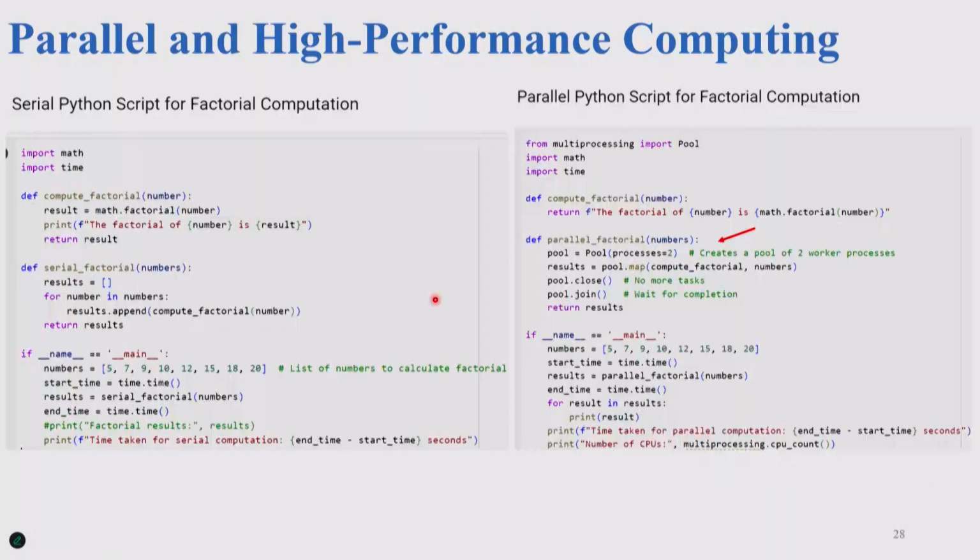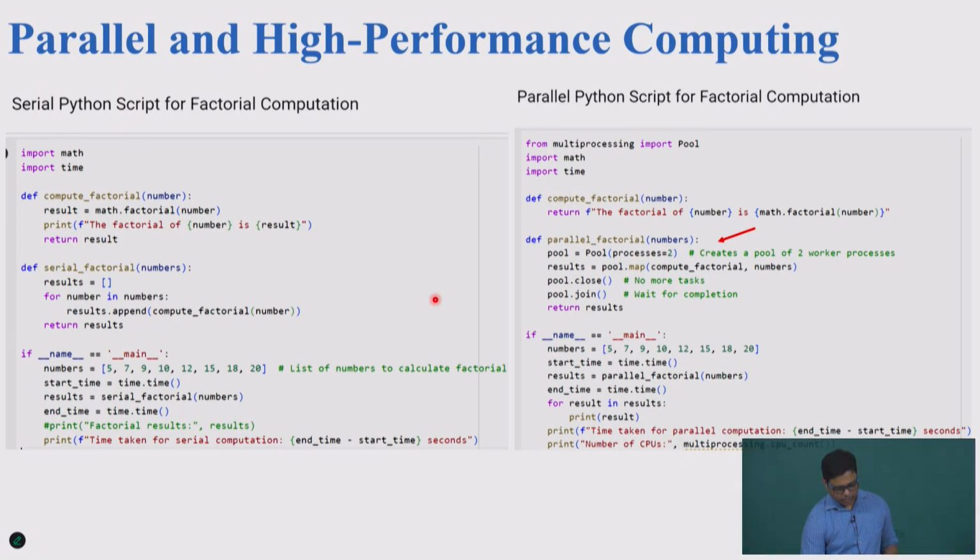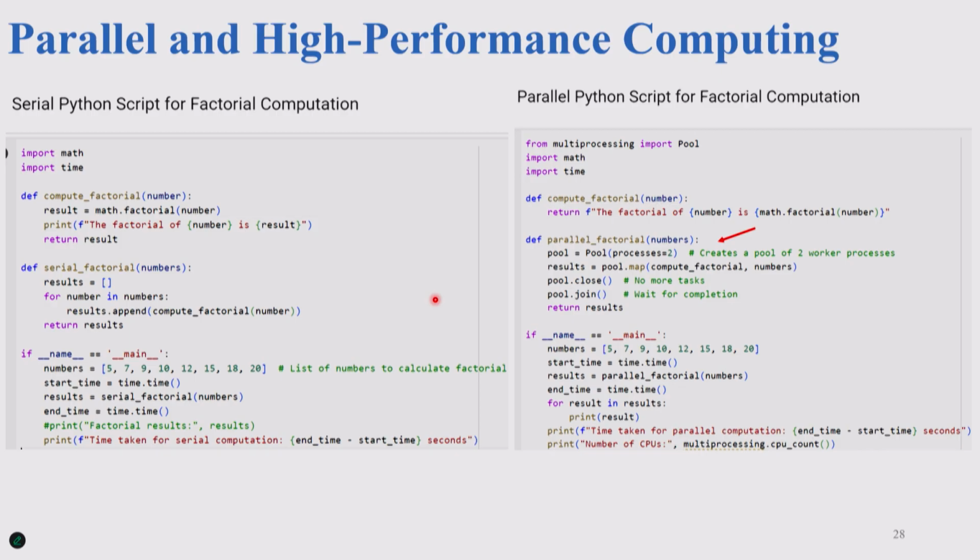So again, parallel and high performance computing. There are different ways to code when you have something simple, like for example, you want to calculate a factorial, a simple thing. We have done it over years and years. You have a number like 5, 7, and so on, and you want to calculate the factorials. You can have a function called math.factorial, which is an inbuilt function, and you can loop over all the numbers, and this function is calling this function, for example, this serial factorial.